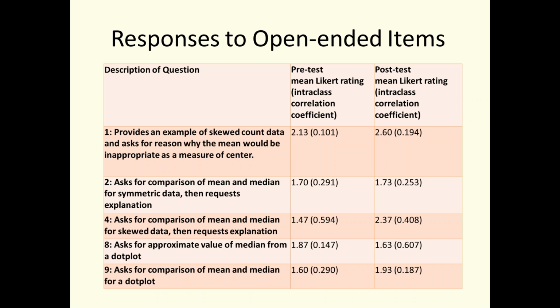And here are brief descriptions of those open-ended items, as well as a measure of the inter-rater reliability using the ICC, the intra-class correlation coefficient. Unfortunately, some of our ICCs were low enough that I'm not really going to believe the mean ratings too readily. But thankfully for item 4, which also was asking for the comparison of the mean and median for skewed data, the student responses not only improved on average, but the raters' reliability was very good on these. And so again, we see some evidence that they really did get a clear conceptual understanding about that relationship between the mean and the median when we have skewness in data.